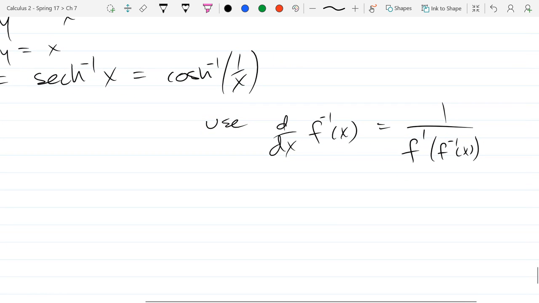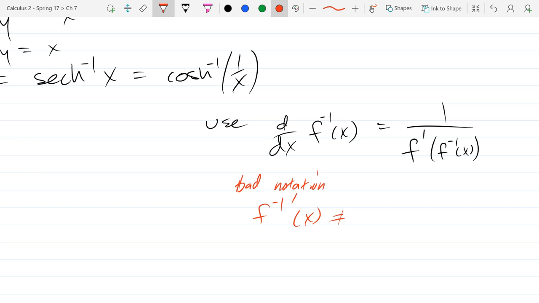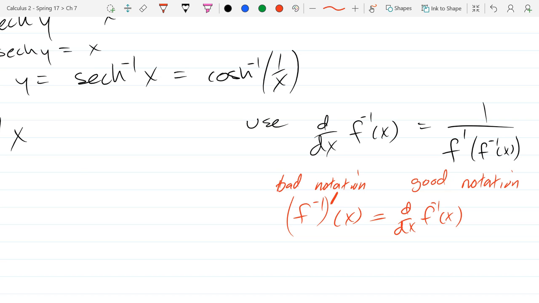And remember, and I'll do this in red, this is bad notation. Technically this equals the derivative of f inverse of x, but I think that's a really bad way to write it. If you parenthesize it, it would look like f inverse primed, but that's not a good way to write it. I recommend you write the derivative of f inverse on the right side. So this is bad notation, over here is good notation. If you're going to mess around with derivatives of inverses, don't use prime, because you're going to have a prime right next to a negative 1. It'll look like negative 11 or something like that.